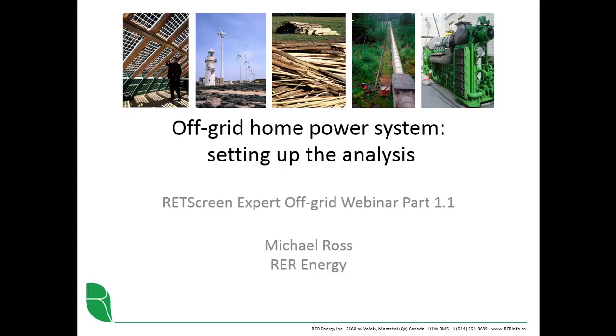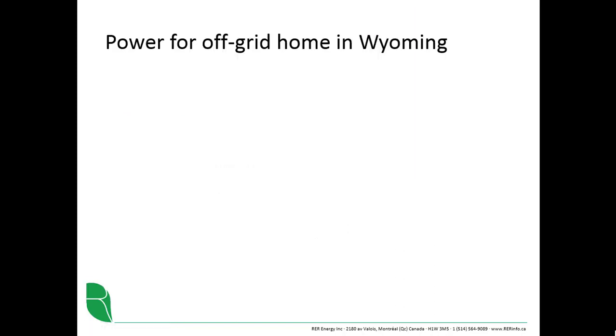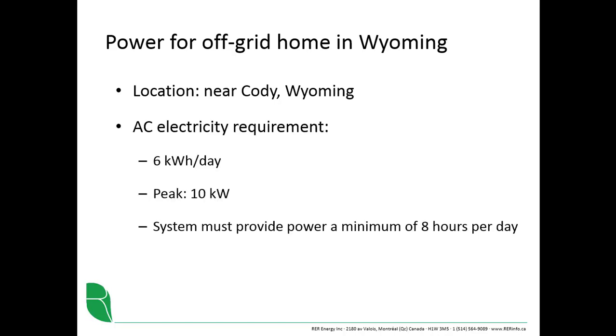In this next video, we are going to look at setting up the analysis of an off-grid home power system. So what is it that we want to provide power to? Well, it's an off-grid home, and I'm going to presume this is a made-up example, an off-grid home in Wyoming, located near Cody. The AC electricity requirement, we're going to assume, is 6 kilowatt hours per day, with a peak electricity requirement of 10 kilowatts. And the system must be able to provide power a minimum of 8 hours per day.